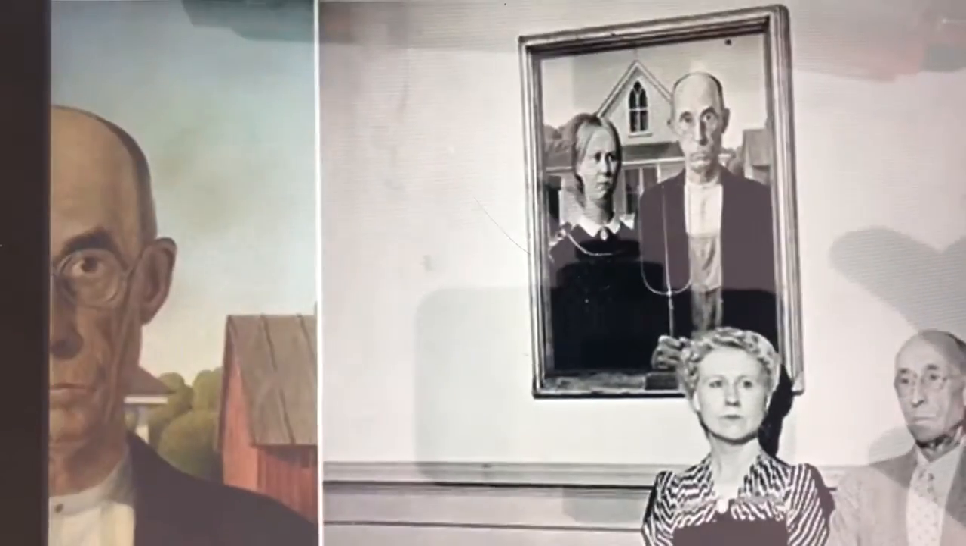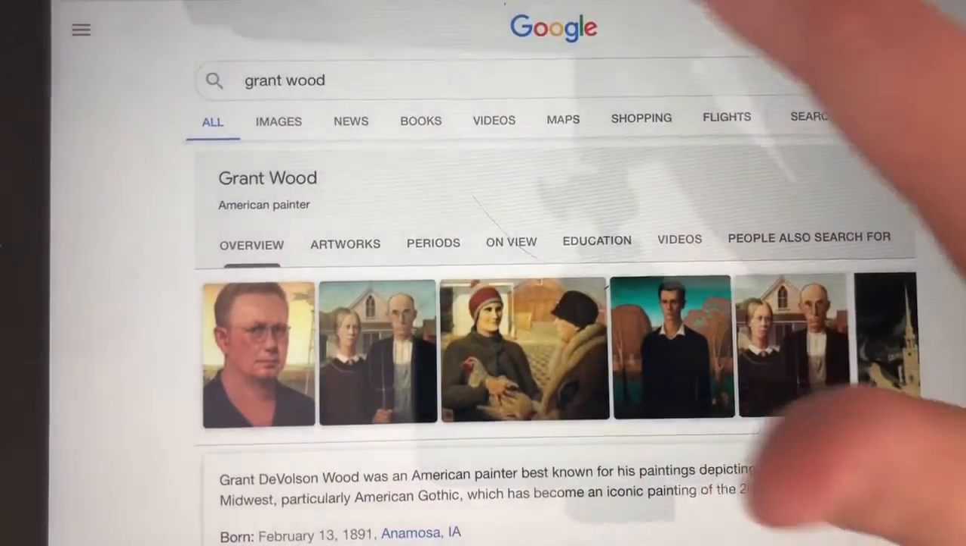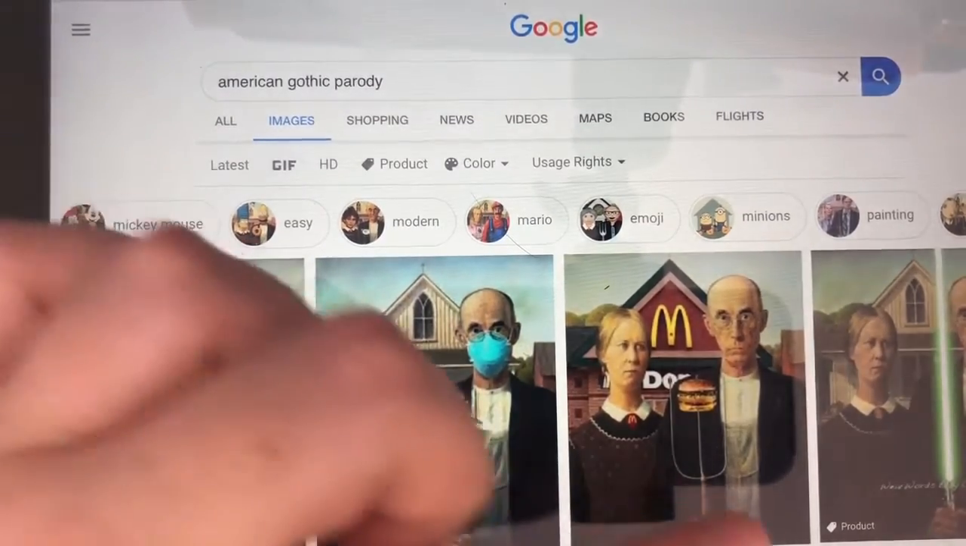So his dentist wasn't a farmer, he just was a dentist and he wanted to paint him. And that kind of really showed people what life was like for them. Now, today, what we're gonna do is we're gonna make what's called an American Gothic parody. I'm sure you're already looking at the screen and just kind of laughing just by these couple of pictures right in the front.